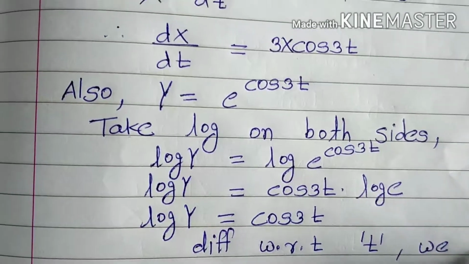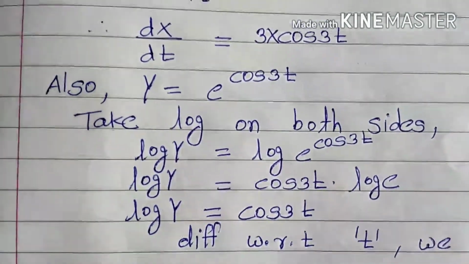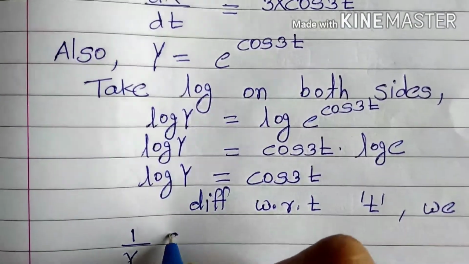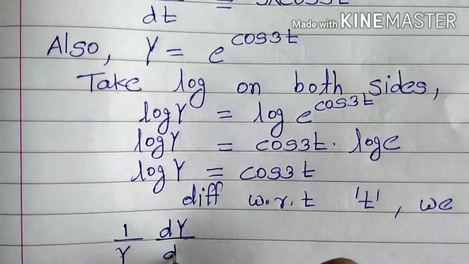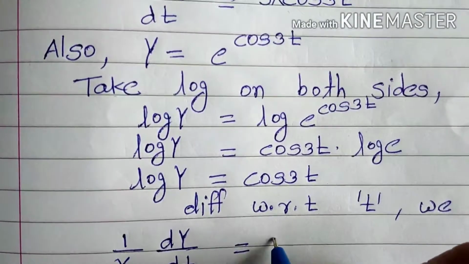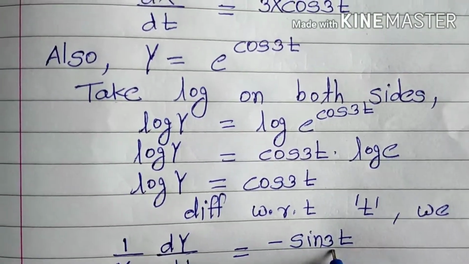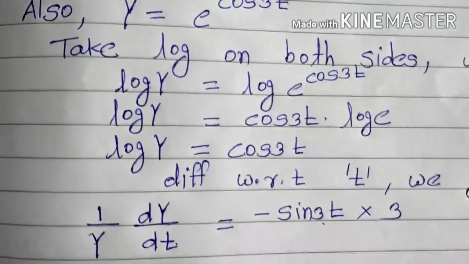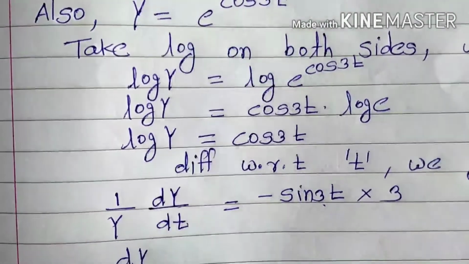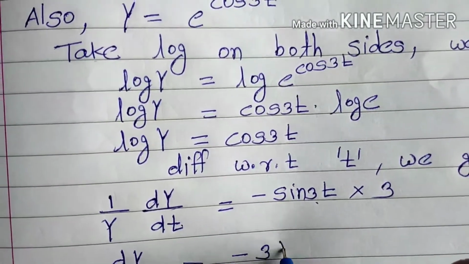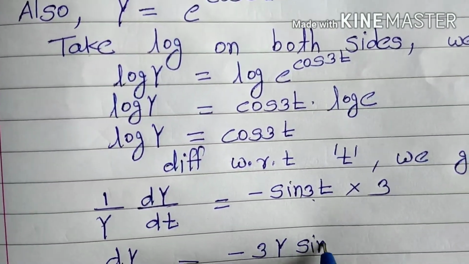We get the differentiation of log y is 1 upon y dy upon dt. Differentiation of cos 3t is minus sin 3t, and differentiation of 3t is 3. So we get dy upon dt is equal to minus 3y sin 3t.